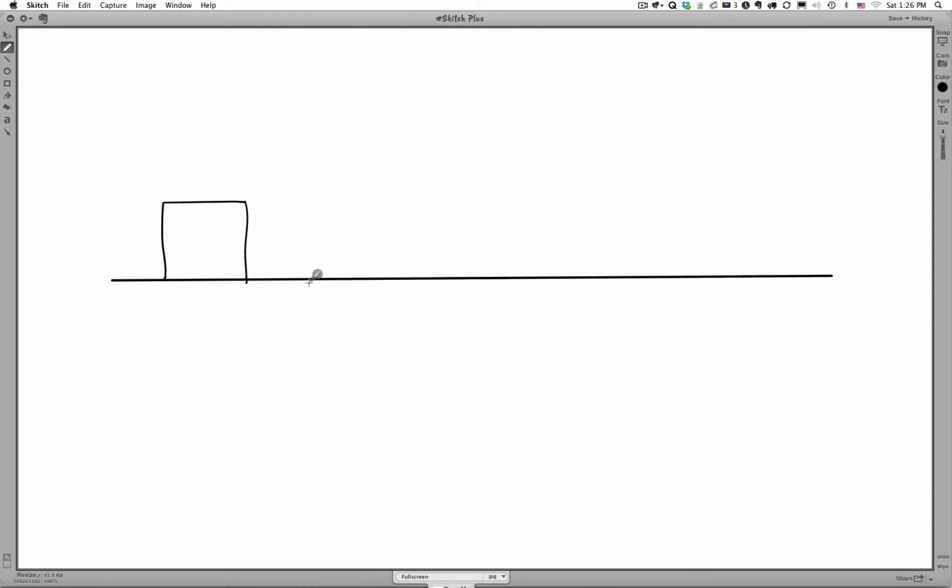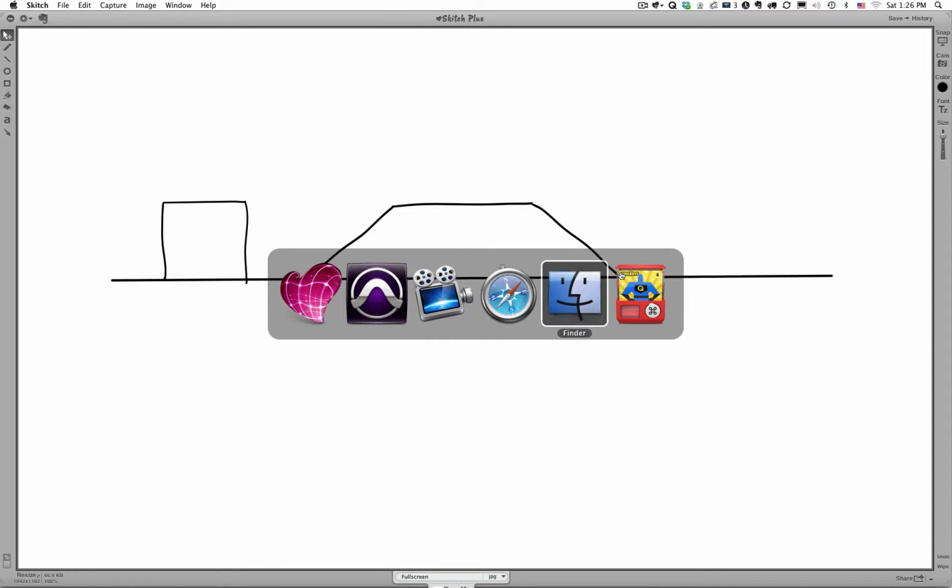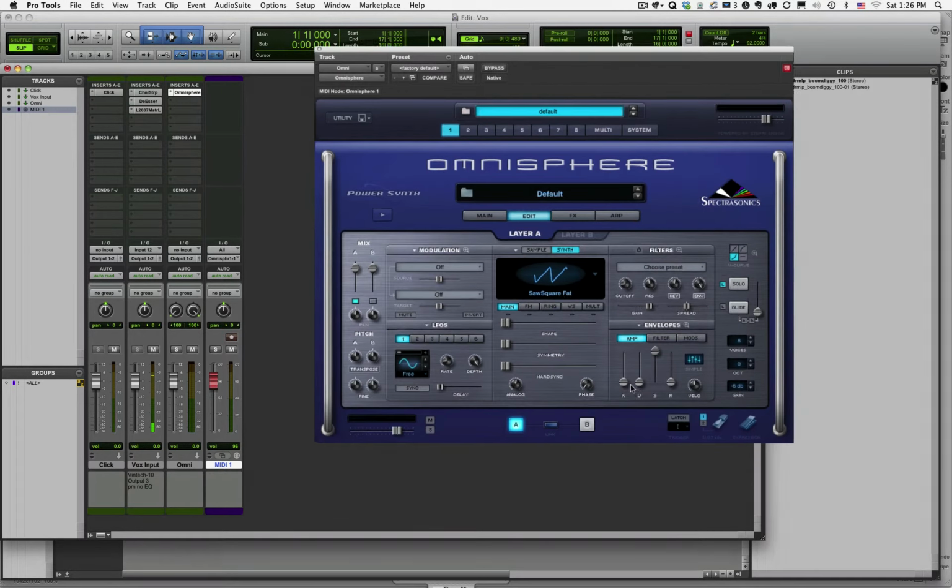Now, if we were to give it a little bit of attack, so lengthen out the attack, again, no decay and just a sustain level, and then a longer release, it would look more like that. And that would sound a little bit more like this.